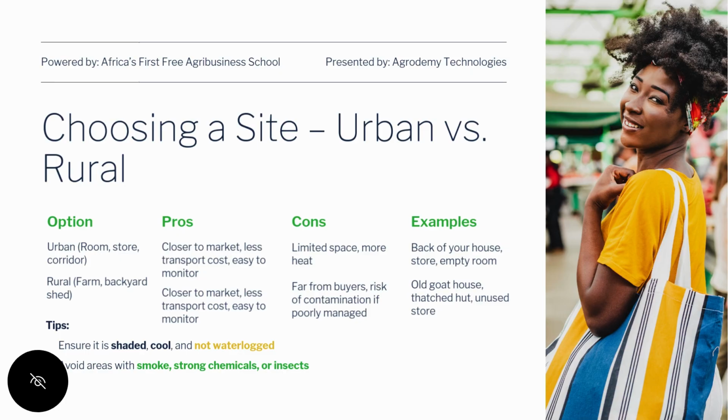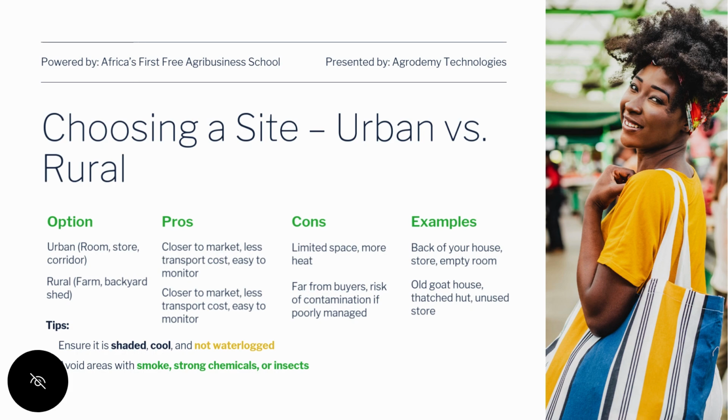A typical example is growing it at the back of your house, the store at the back of your house, or an empty room in your house. These are the kind of places you choose to grow your mushroom. Then if you're in a rural environment, you want to think about using your farm, your backyard, or your shed. This is actually even closer to market, right?